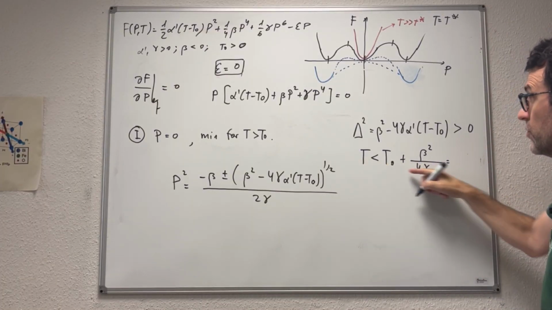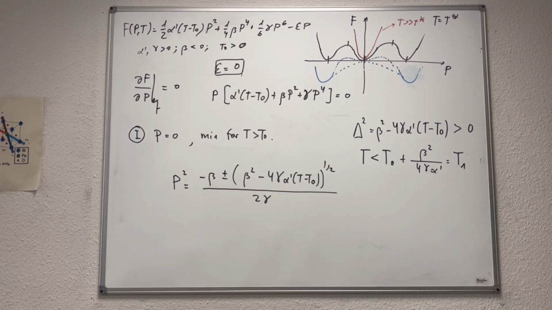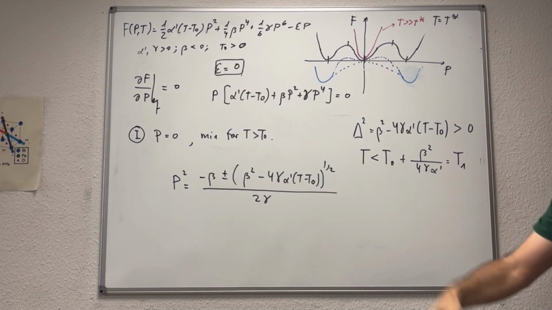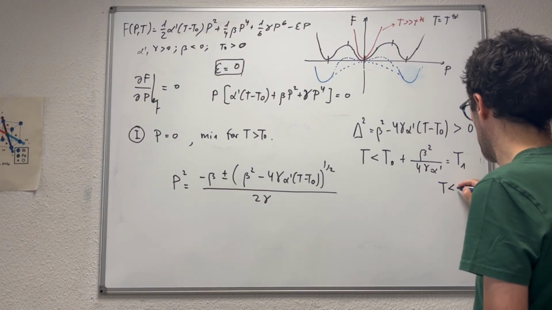And let's also introduce a name. Let's give a name to this temperature. Let's call it T1. Okay? So for temperatures smaller than T1, we can have more solutions. This is an important condition. T is smaller than T1.